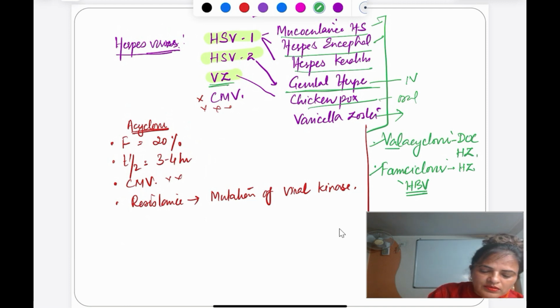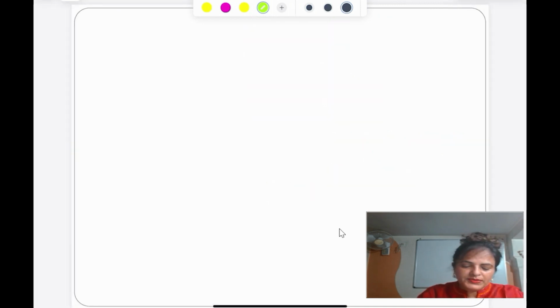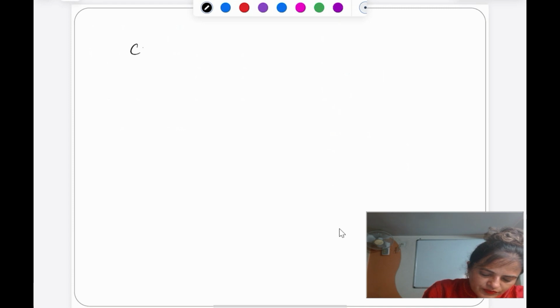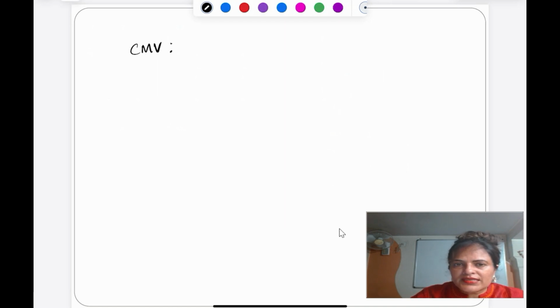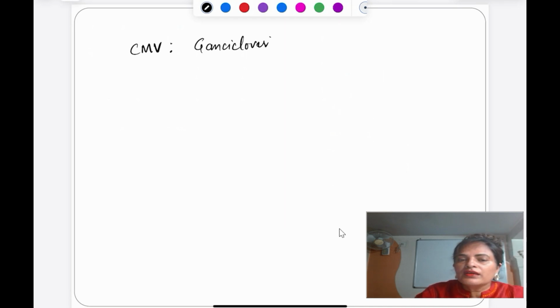Now what is left? What to give for cytomegalovirus? So for cytomegalovirus, all these drugs, acyclovir, valacyclovir, and famciclovir, are not at all effective against it. So for cytomegalovirus, we have ganciclovir. So remember, all these, whether it is acyclovir, valacyclovir, famciclovir, or here ganciclovir, are guanosine analogs.